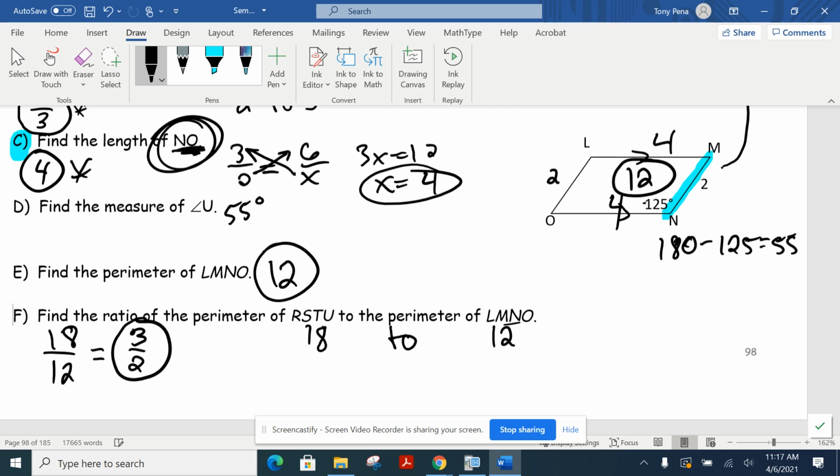Yeah. So what we want to understand is the perimeters will have the exact same ratio as the ratio of those sides have, as long as we have similar figures. In this case, it was a parallelogram. All right, so any polygon, that's going to be true. Okay.